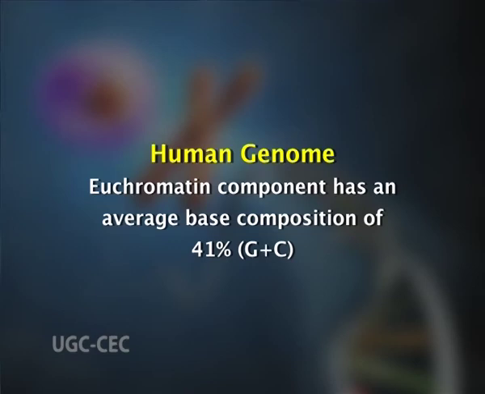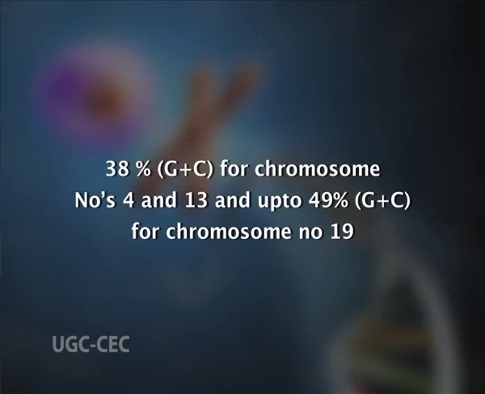In the Y chromosome, most of the DNA is organized as heterochromatin. In the human genome, the euchromatin component has an average base composition of 41% guanine plus cytosine. However, there is a variation in different chromosomes. For example, 38% guanine plus cytosine for chromosome numbers 4 and 13, and up to 49% guanine plus cytosine for chromosome number 19. The base composition percentage also varies along the length of chromosomes.